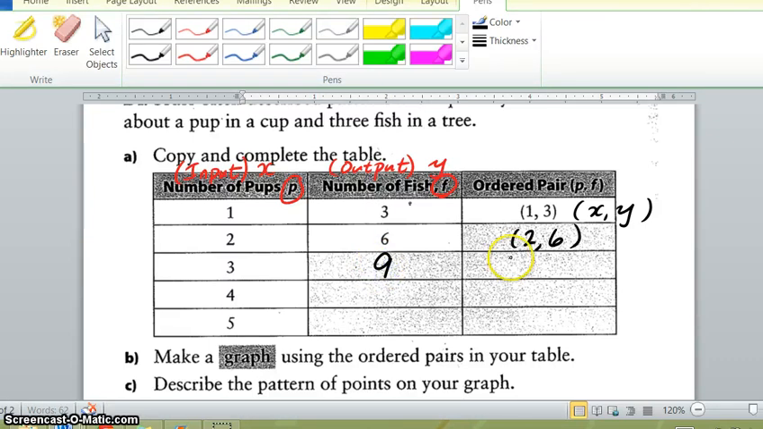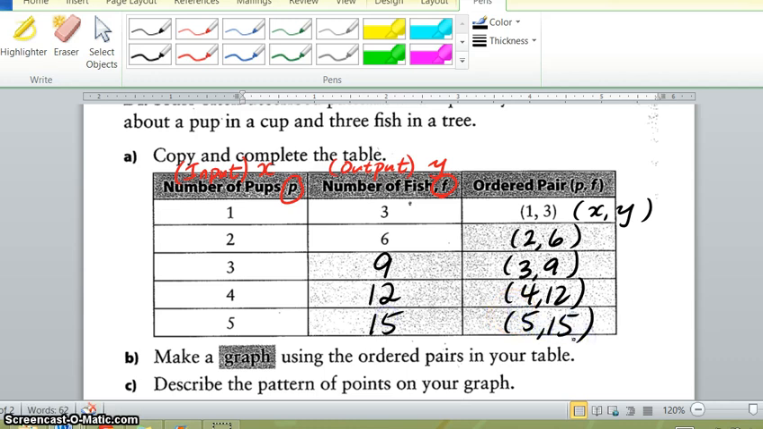And go ahead and fill out the rest of the ordered pairs if you want to pause the recording now, and then check your answers with me after you finish filling out the chart. Number of pups is 4, number of fish is 12, so we have 4, 12. Finally, number of pups is 5, number of fish is 15, so we have 5, 15.